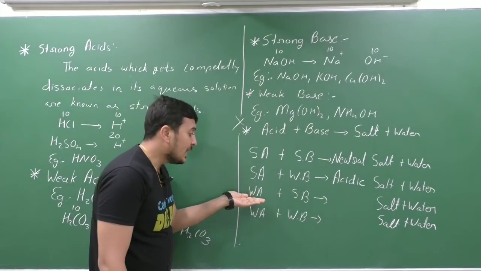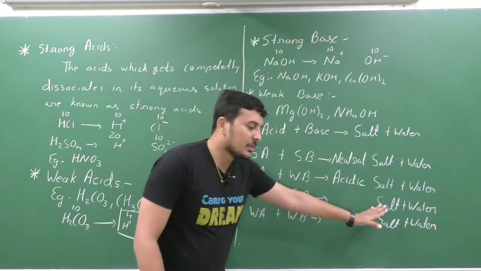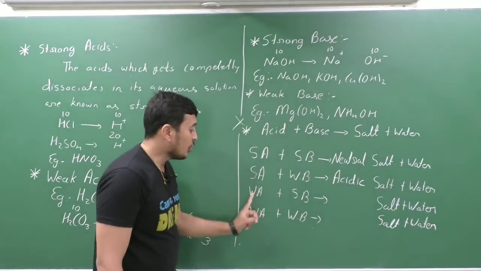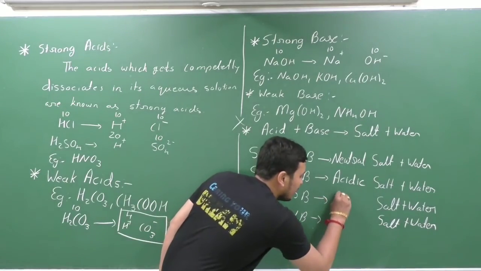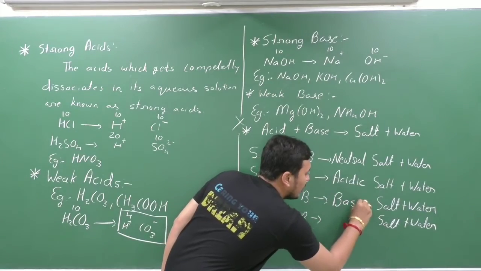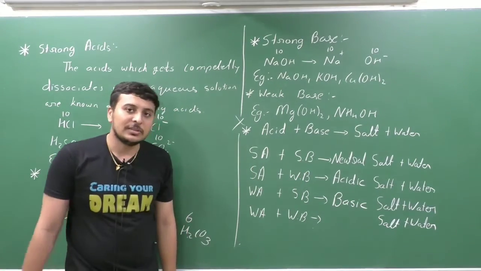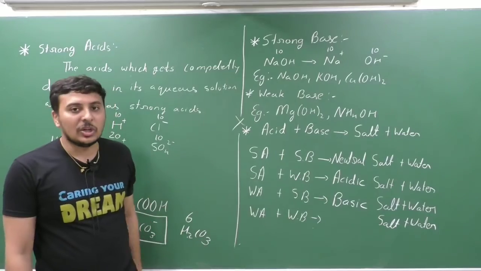Now, when weak acid reacts with the strong base, salt will be formed. But which one is stronger, acid or base? Base is stronger. So the salt will be basic salt.